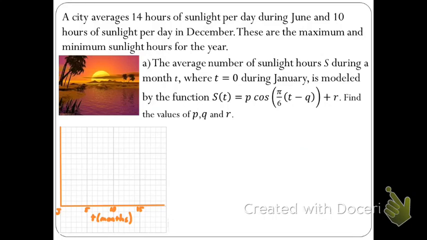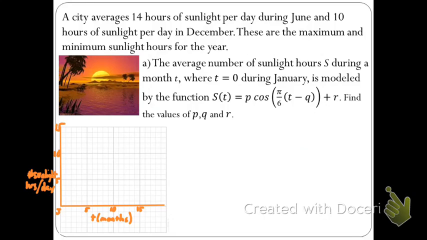All right. And then the vertical axis is going to be the number of sunlight hours per day. And it should be safe to go by ones there as well because we don't have any numbers bigger than 14 to display. So let me do that.